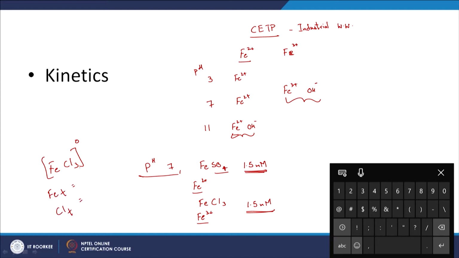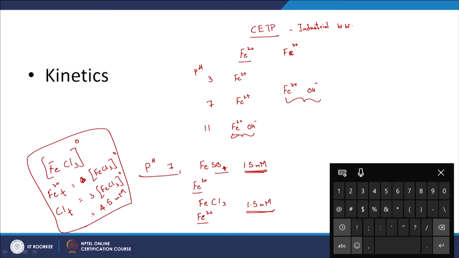So obviously that is going to be equal to Fe3+ total and Cl total, 3 times FeCl3 not. But what is Cl total here? It is 3 times FeCl3 not, and that is equal to 3 into 1.5, which is 4.5 millimolar. This is nothing but based on your formation equations and then writing up your tableau and so on, right.